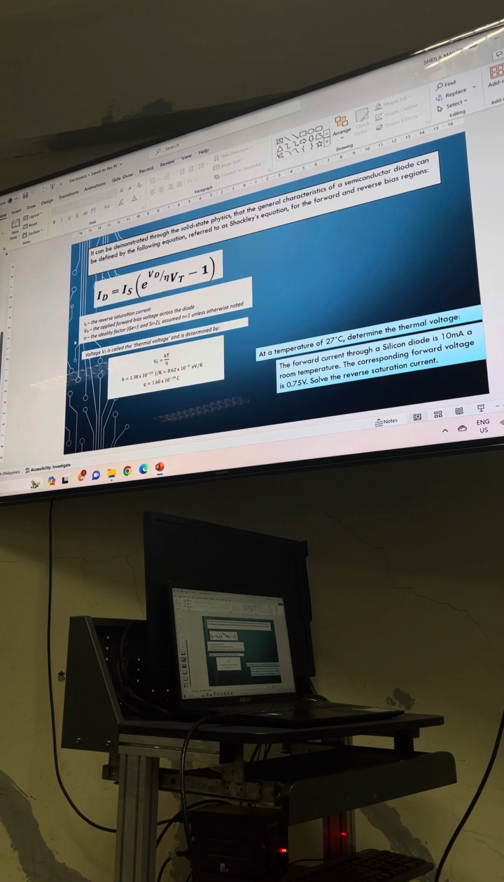What is that? The IS is International Space Station. Okay, IS multiplied by e raised to the power of VD all over N VT.